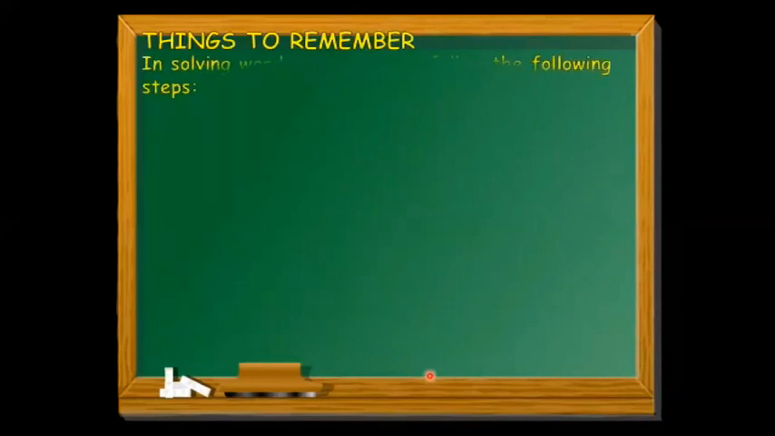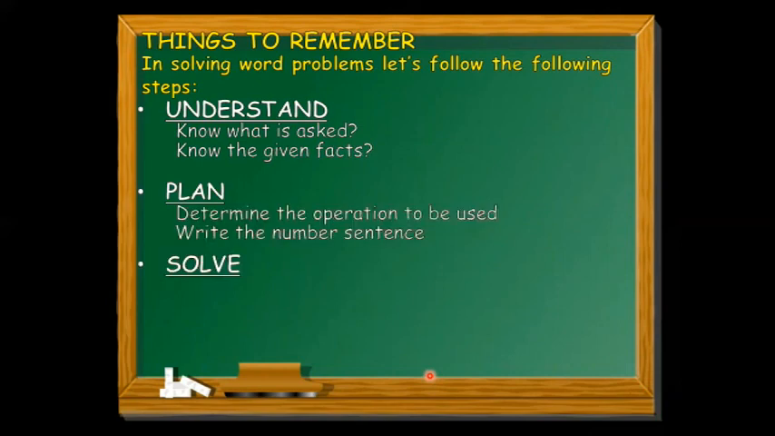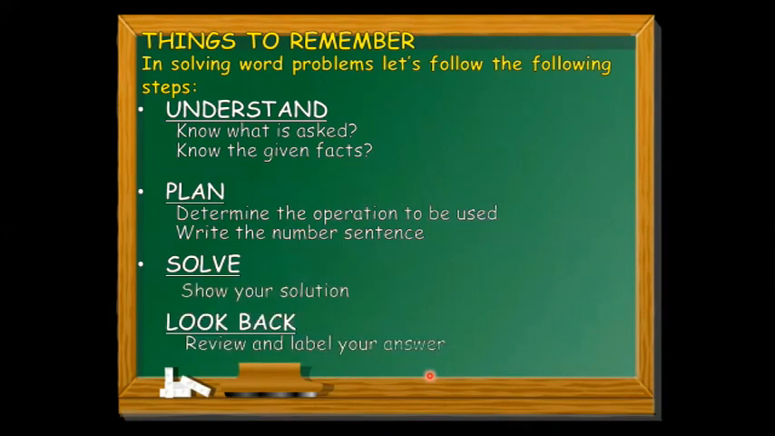So in solving word problems, let's follow the following steps. We have understand, which is we need to know what is asked and what are given. And then the next one is we need to plan. We need to determine the operation to be used and write the number sentence. And the next one is we need to solve. We need to show our solution. And then the last one is to look back, or we need to review and label your answer. So these are the four steps in answering word problems.